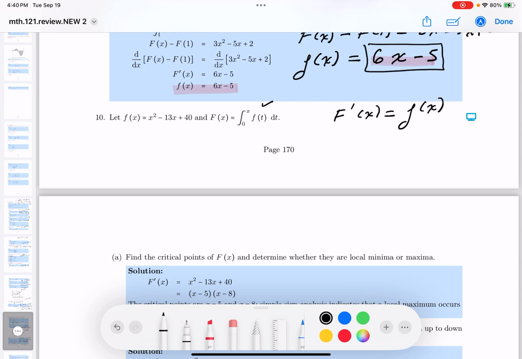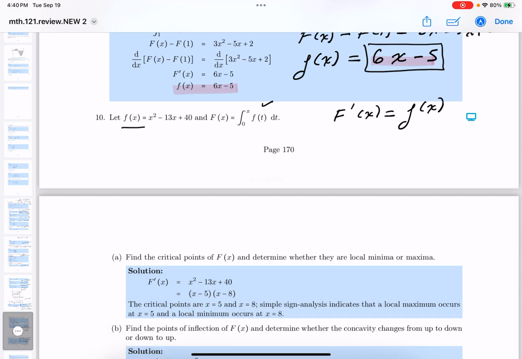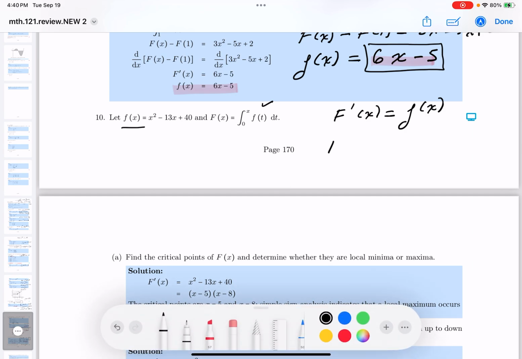Now, they also tell me something else. They tell me that this f of x is that function. So I could write this down: F prime of x is actually the same thing as x squared, because that's f of x, minus 13x plus 40.